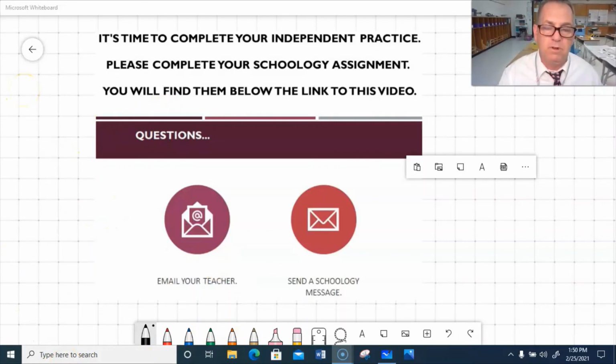Make sure you input your answers on the blue puzzle piece. If you have any questions, send your teacher a message, either an email or send a message in Schoology. And like I said, take your time, do your very best, and best of luck to you.